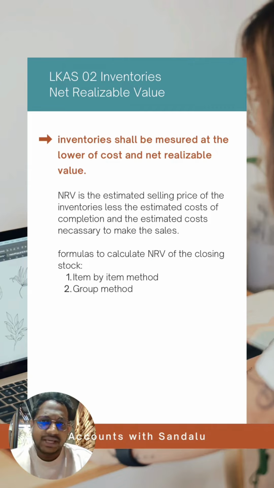So how to find out the NRV value? NRV is estimated selling price of the inventories less estimated cost of completion and the necessary expenses or costs to make the sales, right? So there are two formulas that you can follow to find out the NRV at the closing stock. So those are item by item method and group method. So you should know how to find out the NRV of the closing stock based on these two formulas, right?